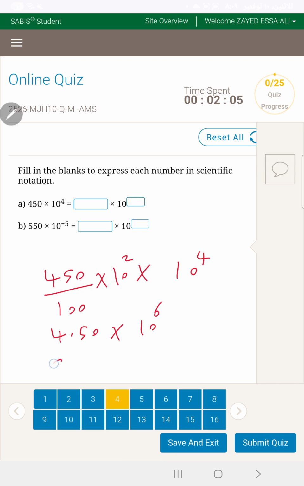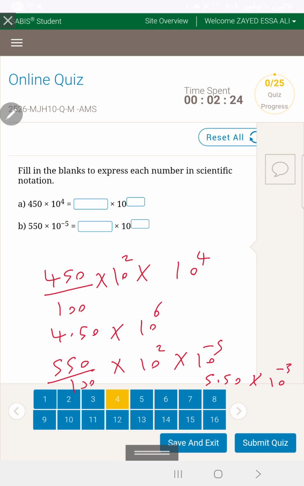For the other one, 550. Also divide by 100 in order to move the decimal 2 places to the left. But you have to multiply by 100 also in order for the question not to change. And like this, you get 5.50 times 10 to the power of negative 3. And these are the answers.